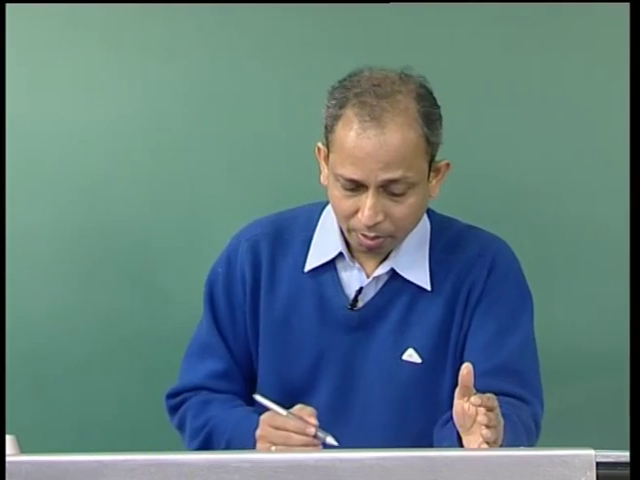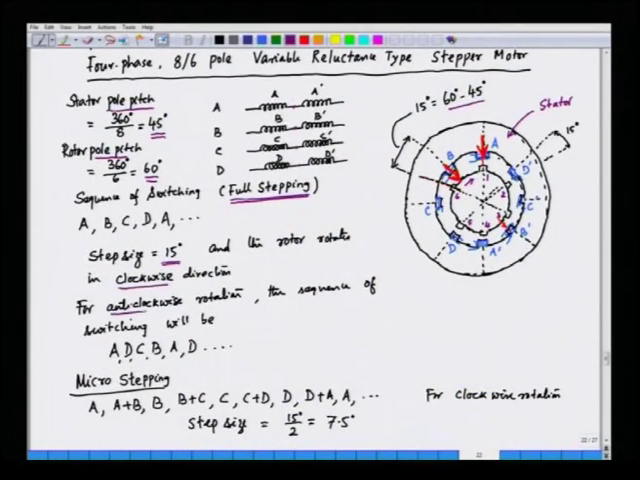So for the anticlockwise rotation, we will make the sequence as A. We switch on A here, and then we switch D. D and D prime are series connected, and we will be switching D. And when we switch D, let us say that the MMF is along phase D, and the direction of MMF does not really matter. It may be downward or upward, it does not matter.